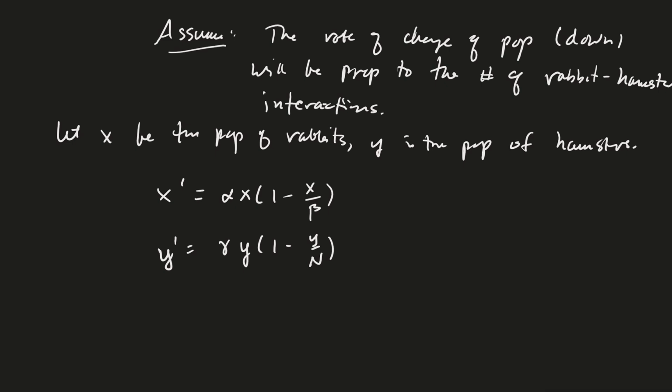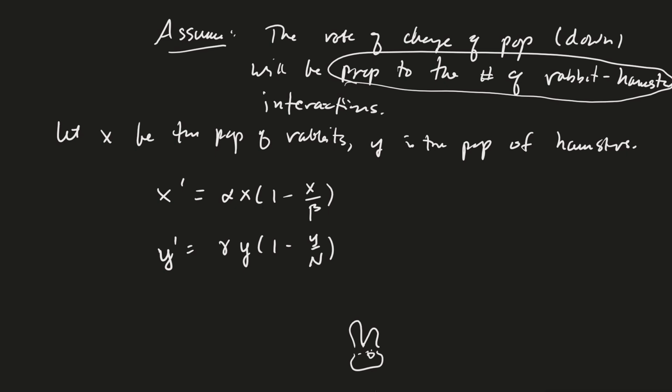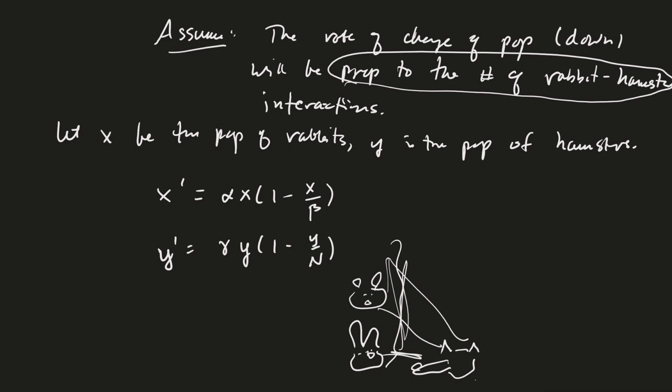Okay, and then also both populations will be decreasing in the presence of the other, and it's proportional to the number of interactions. So let's talk about this: proportional to the number of rabbit-hamster interactions. Suppose that we have a rabbit and we have a fox. Suppose that we have lots of rabbits and one fox. Then how many ways can the fox interact with these rabbits? Well, we're assuming that there's one for each. And if there were x rabbits and one, oh, wait a minute, we don't have foxes, we have hamsters. Uh-oh, how do you draw a hamster? Like that? Okay, whatever.